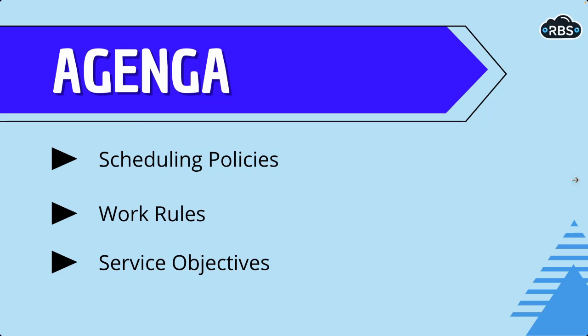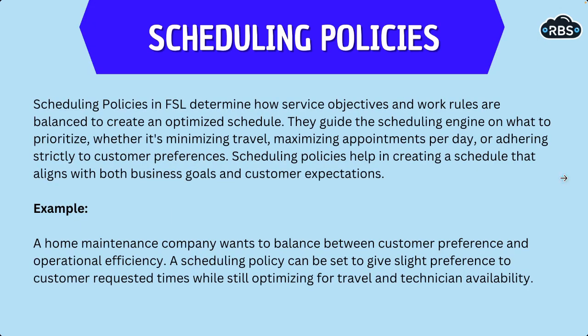All right, so this is our agenda: scheduling policies, work rules, and service objectives. All right, what is scheduling policies? Basically, in FSL, it determines how the service objectives and work rules are balanced to create an optimized schedule. So our motive with using Field Service Lightning and the dispatch console is to optimize our scheduling of service appointments. We want to automate them. We want the system to run and understand how to schedule these appointments. And we'll look into those through some of the examples.